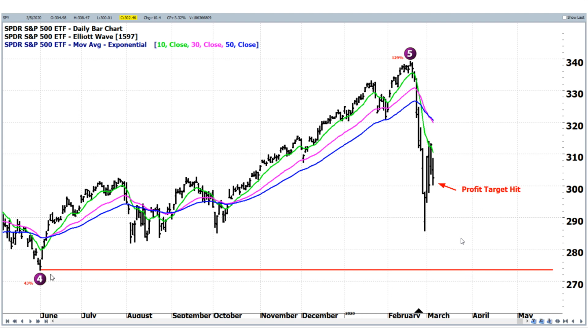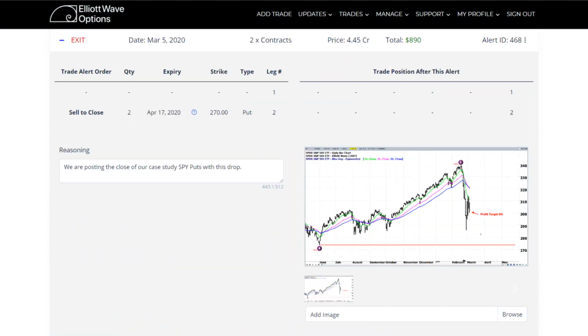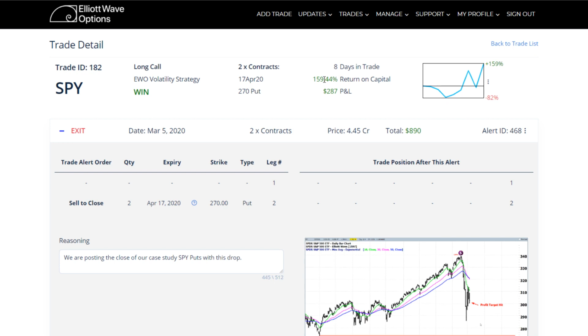Now, of course, we didn't come all the way down to the wave 4 target yet, but sometimes it's about taking profits when they're there, not necessarily price targets. Profit targets come into play as well, and especially when you're earning over 159% in just 8 days.